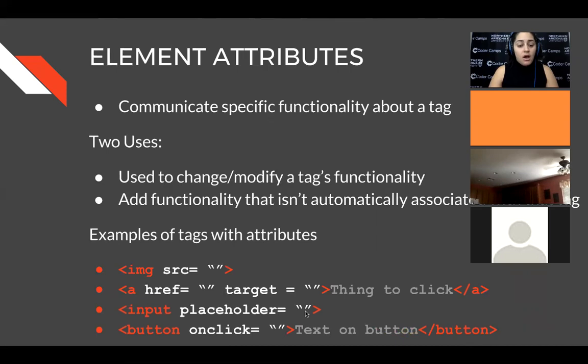Button has an onclick attribute, which is an example of adding functionality that isn't automatically associated with that tag. With onclick, you can click on a button, and on that click, it will trigger a JavaScript function. You set that equal to the name of your JavaScript function, so that when you click on it, it jumps to your JavaScript file, looks for that function name, and then performs that function, which you don't have to worry about now. That's next week, but just so you're aware of that.